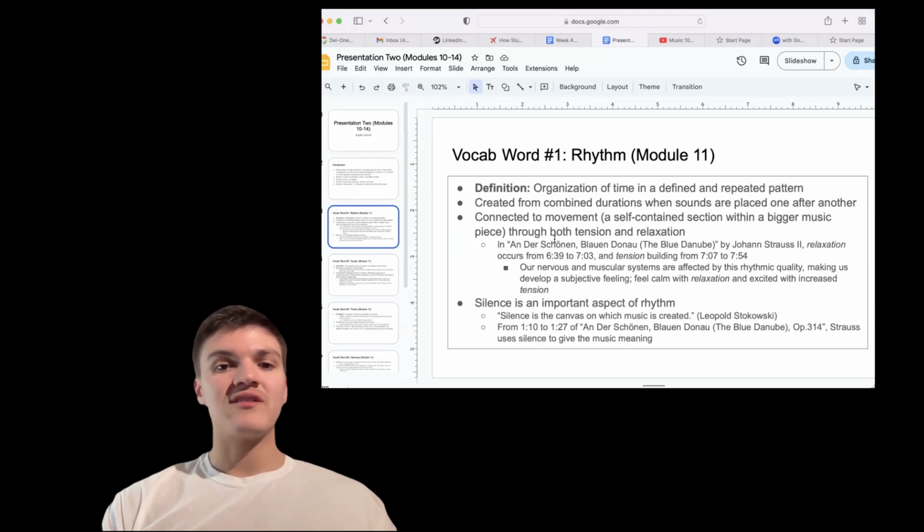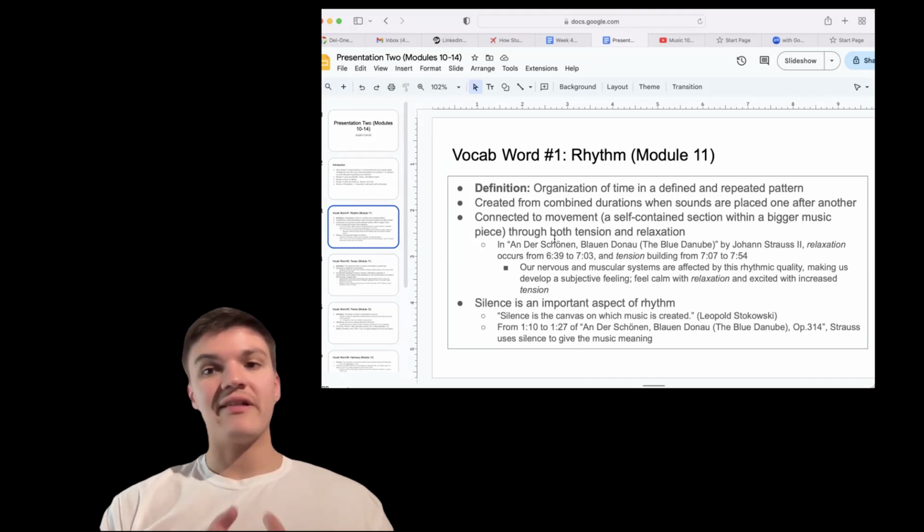The first word I'd like to discuss is rhythm, which is the organization of time in a defined and repeated pattern. It is created from combined durations when sounds are placed one after another. It is connected to movement through both tension and relaxation.